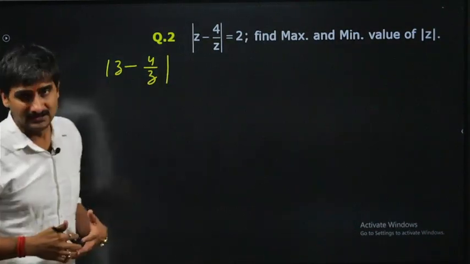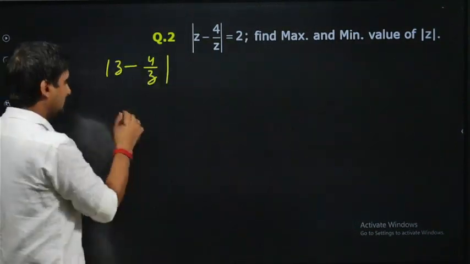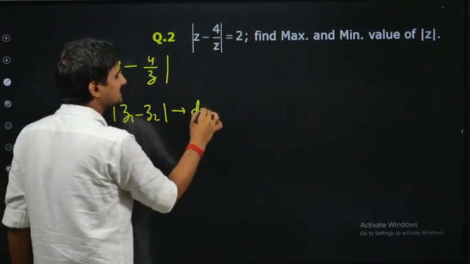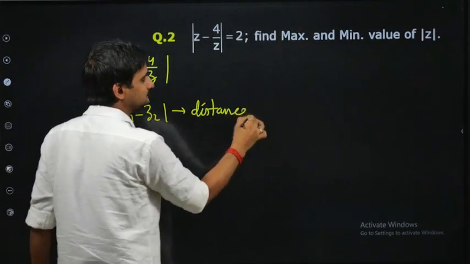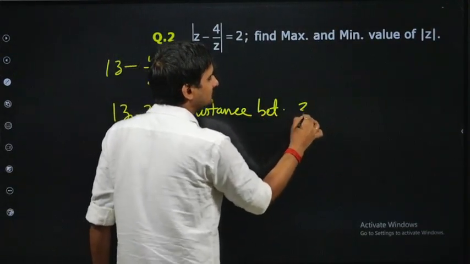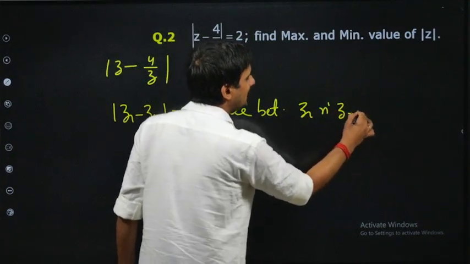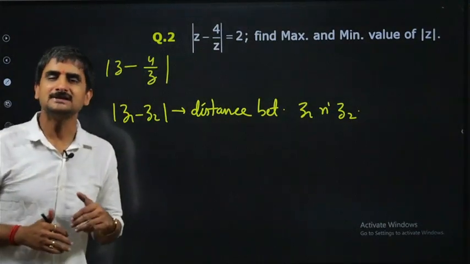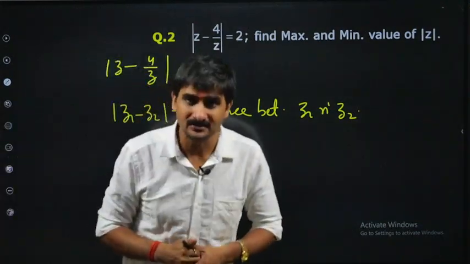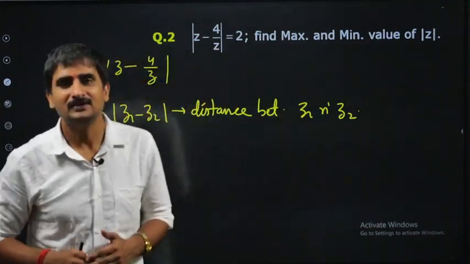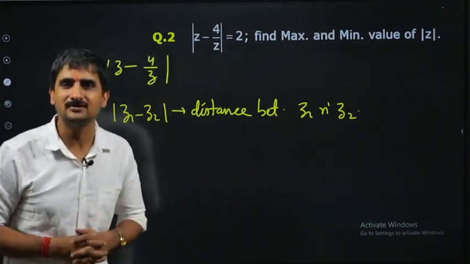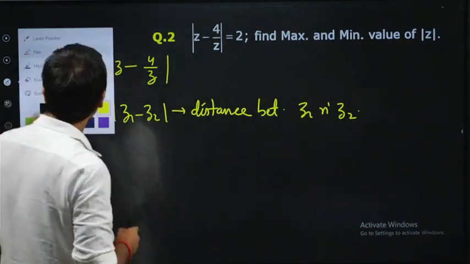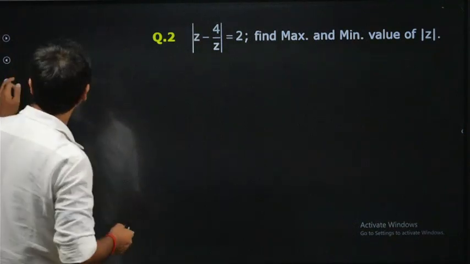Though we can still look at it, as we know that mod of z1 minus z2 represents the distance between z1 and z2 on the Argand plane, of course. But is it feasible to mark 4 by z with respect to z exactly on the Argand plane? My answer is no. That's why I said I will be using algebra here.